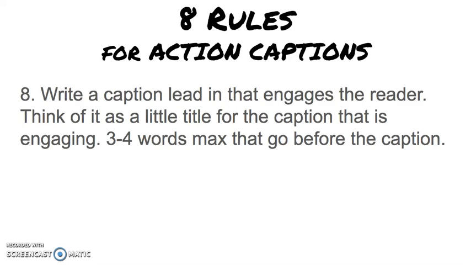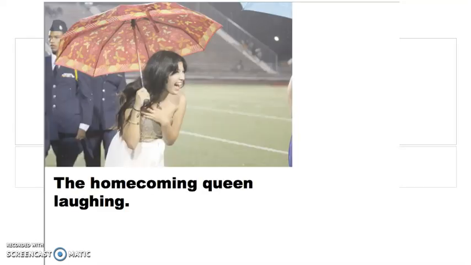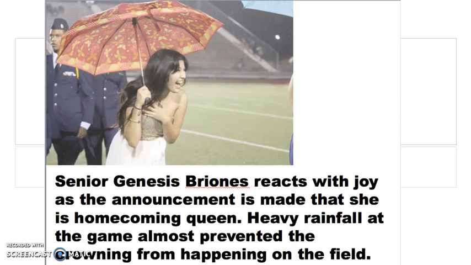Let's look at some examples of bad captions versus good captions. The caption for this photo says the homecoming queen laughing. This is no good. You can take a look at that and figure out why it's no good. Here's a good caption. Senior Genesis Briones reacts with joy as the announcement is made that she is homecoming queen. Heavy rainfall at the game almost prevented the crowning from happening on the field. There's your name, your grade level, we have active verbs, we have present tense verbs, we have extra information that gives us what we need.